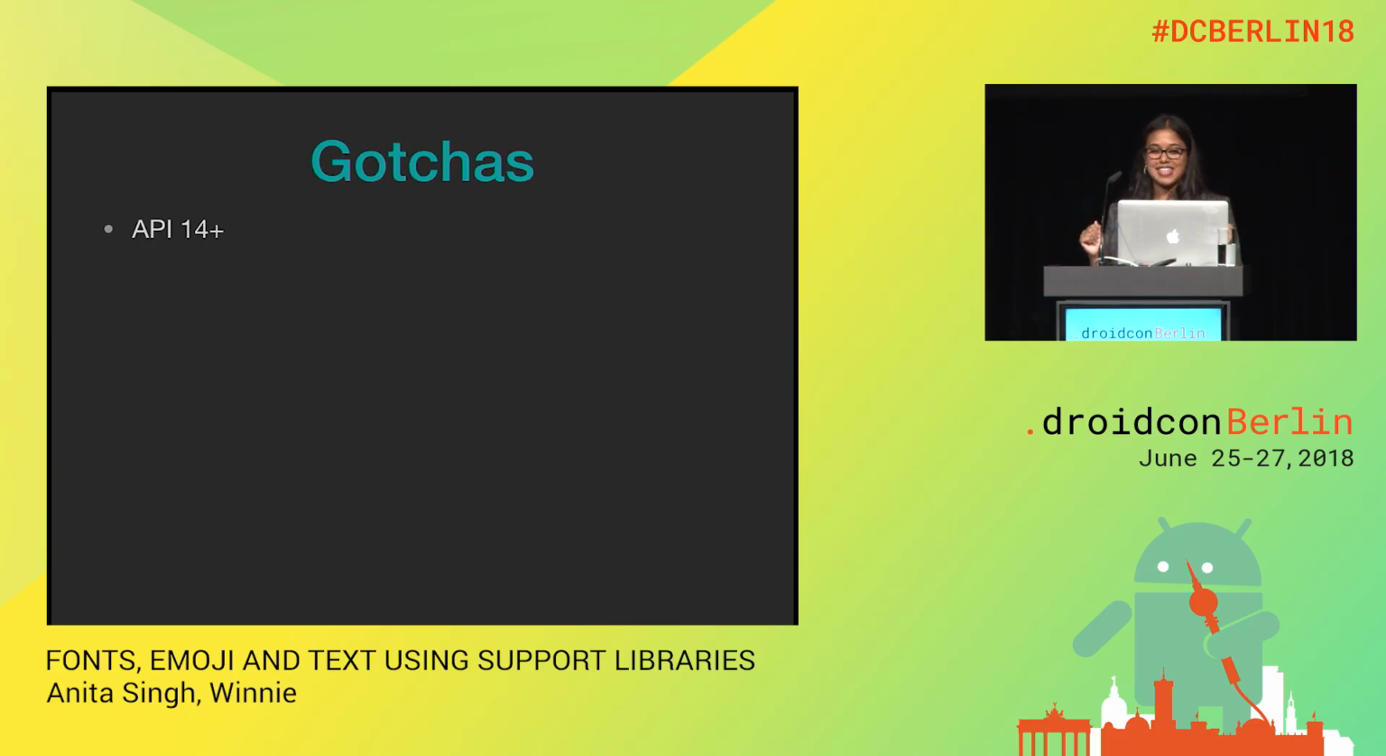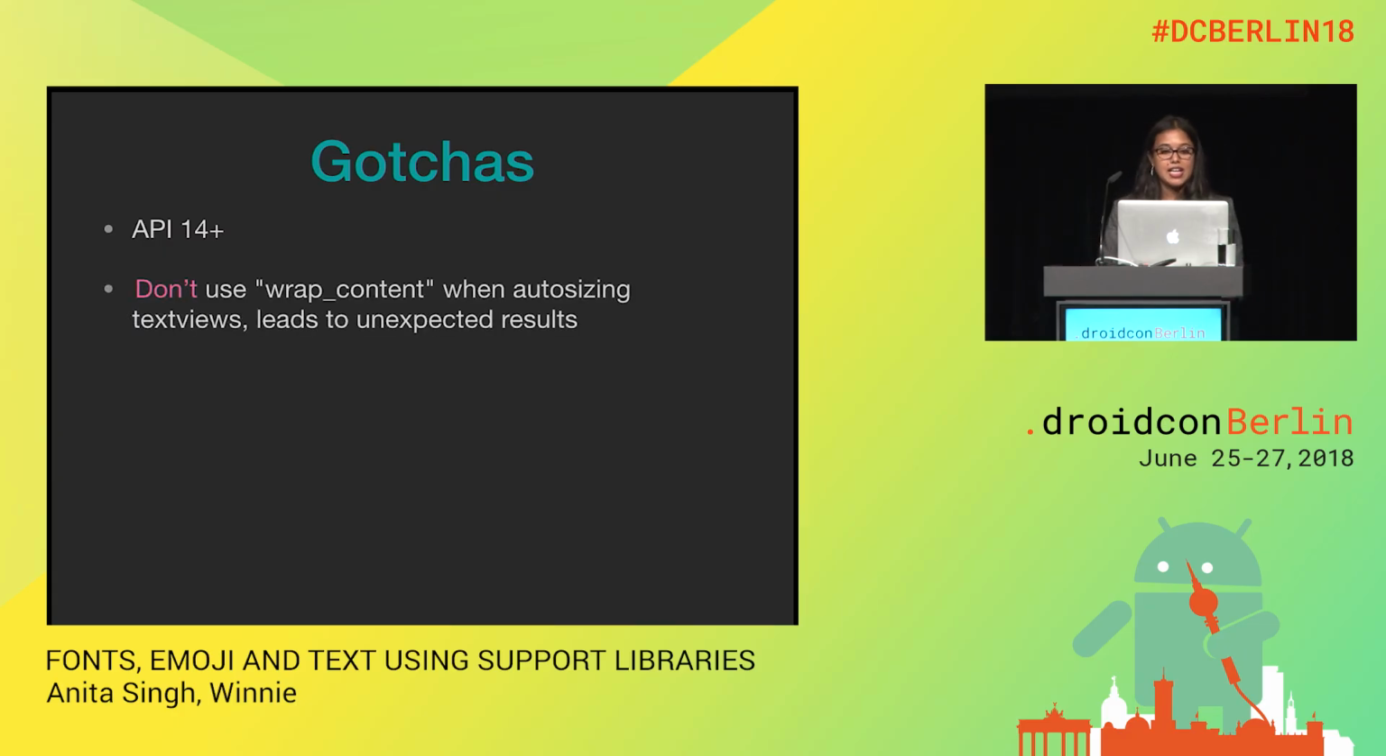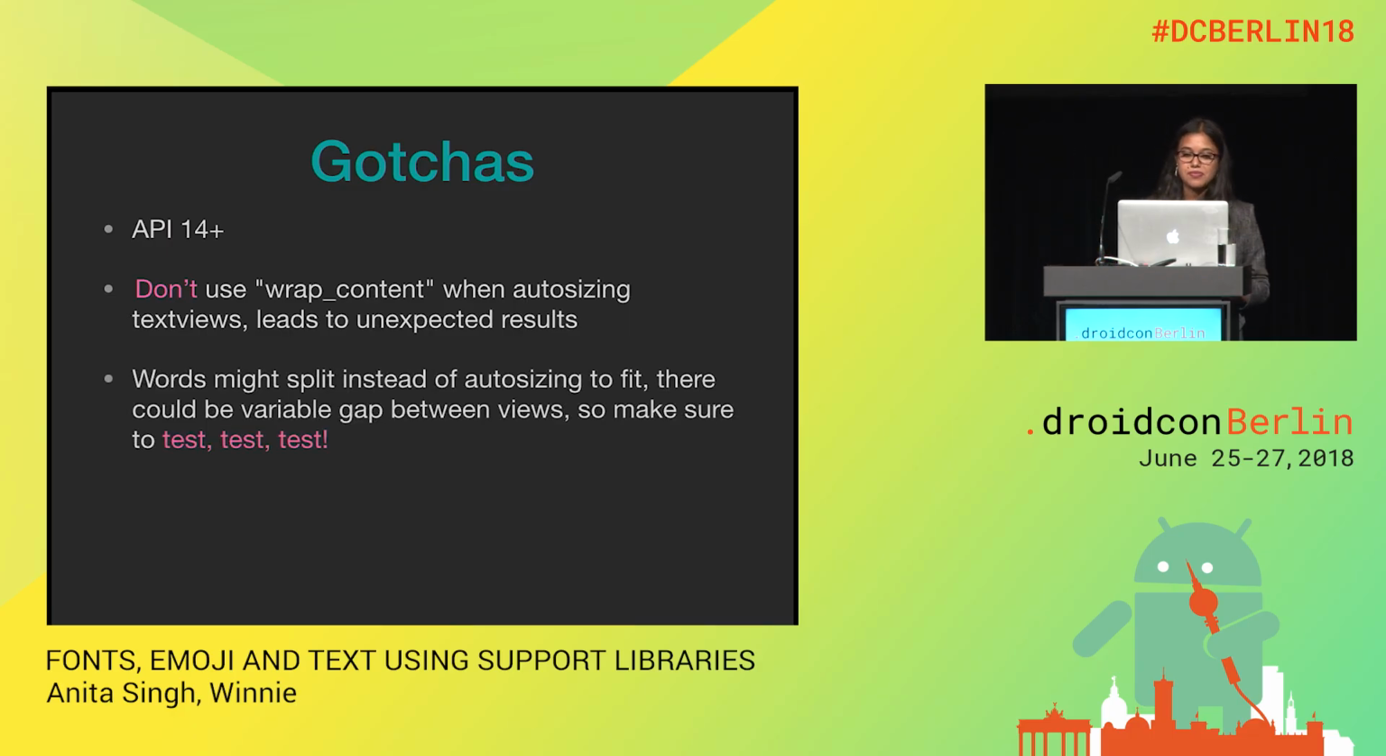All right, last slide. It's API 14+, which I think is fine. Do not use wrap content when dealing with auto-sizing. Either use match parent or have a set text size. And the reason is because it needs constraints to know how much it can expand or contract. So if you use wrap content, you'll probably have unexpected results. In my case, it just didn't work.